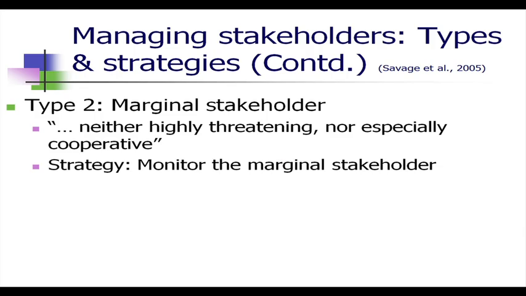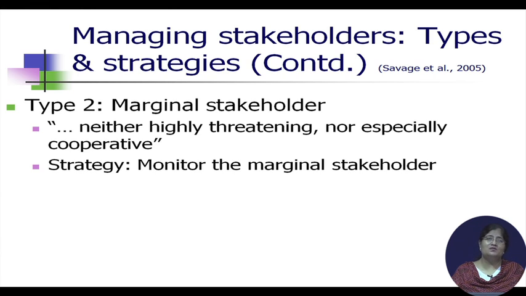Okay. Type 2, the marginal stakeholder. They are neither highly threatening nor especially cooperative. They are on the side. They are like latent stakeholders. Their strategy is you monitor the marginal stakeholder and see when they shift. Just find out. Keep them in your vision or keep them in mind. Pay attention to them, but don't really prioritize their needs. Just make sure you notice them and you are alert to what they are doing. So just monitor their activities and see where they are headed.